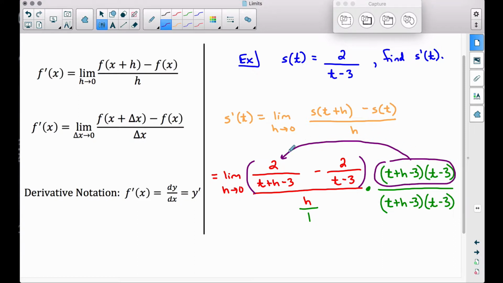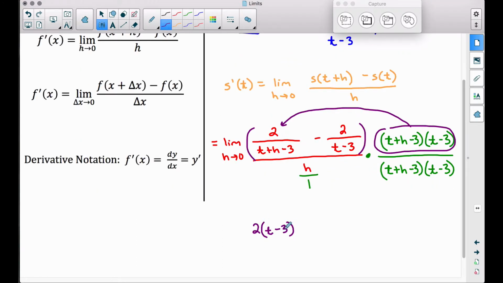When we multiply it by this first fraction, the t plus h minus 3 will cancel out here with that one, and that's going to leave us with the following. This is what we have left when we distribute all of this to this fraction here. Again, all I have left is the 2 and the t minus 3 because this factor here canceled out with that factor there. Now let's not forget our limit as h approaches 0.